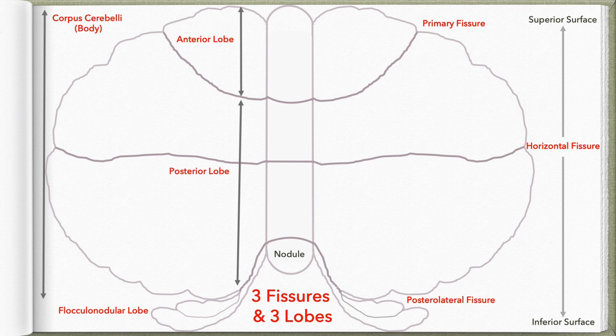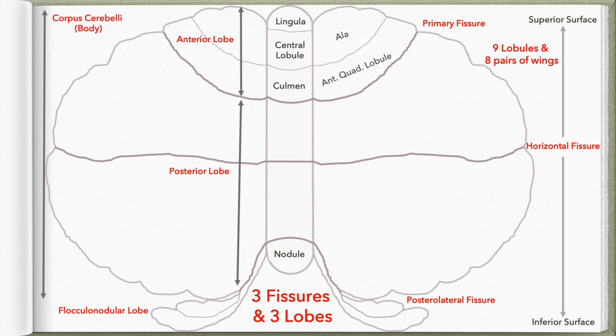In addition to it, multiple deeper fissures are there which will separate the vermis into 9 lobules and the hemispheres into 8 pairs of wings. So within the anterior lobe, the vermis has 3 parts. From anterior to posterior, they are the lingula, central lobule and culmen.